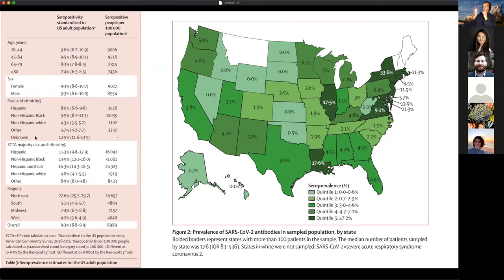There's a significant difference by race and ethnicity. There's also a significant difference by the majority race of ethnicity of the region. And there's a significant difference, obviously, by looking at the map, among the regions.